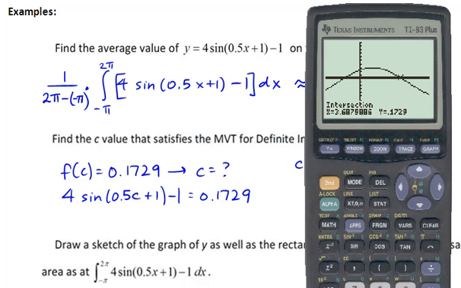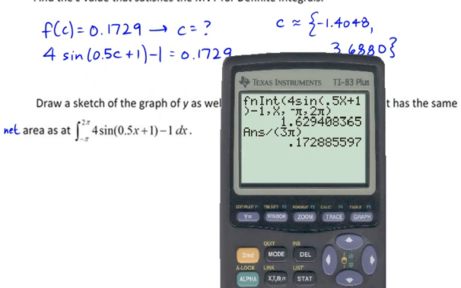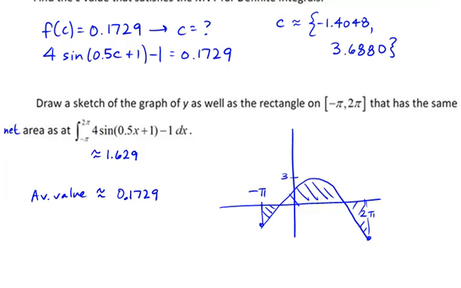For the final part of this problem, I'm going to draw a sketch of the graph that has the same area as the integral that was asked for at the beginning of the problem. And by area in this case, I mean net area, in other words, the actual value of the integral. Recall that the value of the integral that we found earlier was 1.629. Recall that the average value that we found was about 0.1729. If you draw a rectangle that has a height of 0.1729 and multiply it by a width of 3 pi, you'll get exactly 1.629.